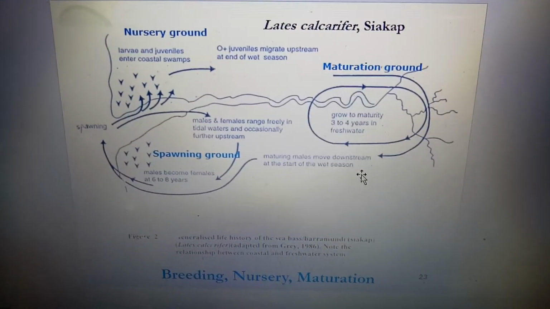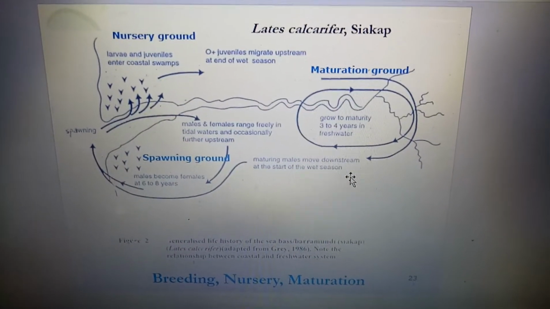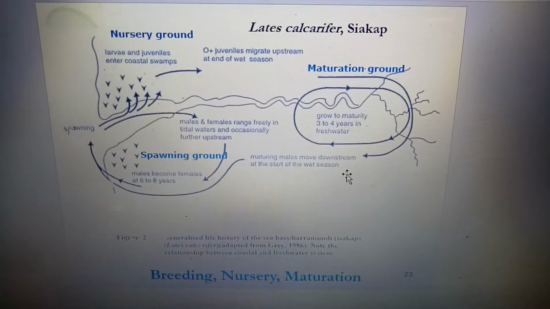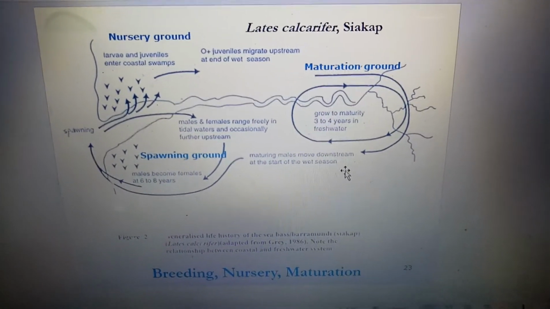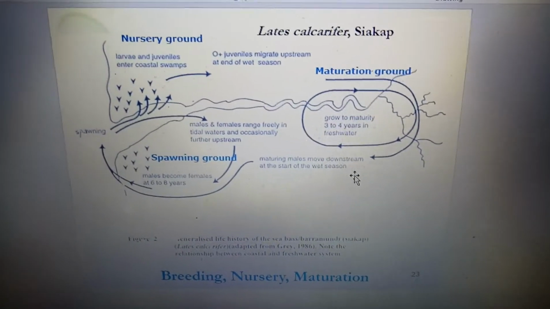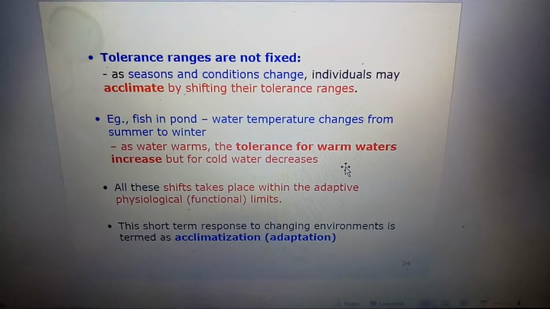Next is another example, for siakap. I think you may read it yourself, because it is the same explanation as the udang putih just now.